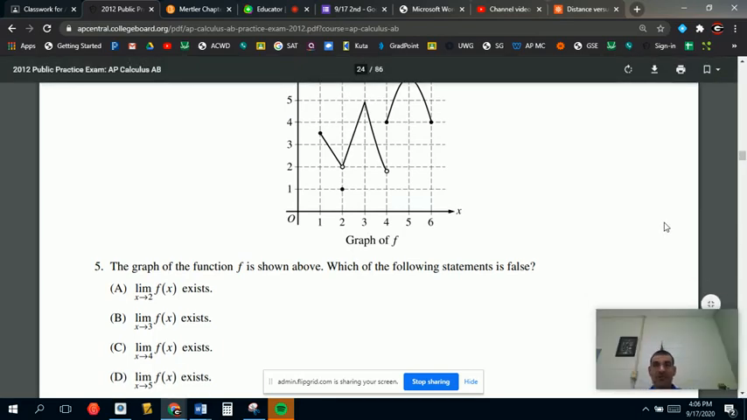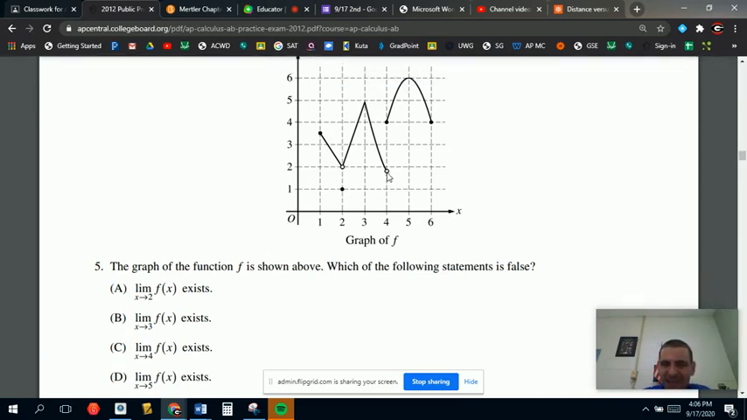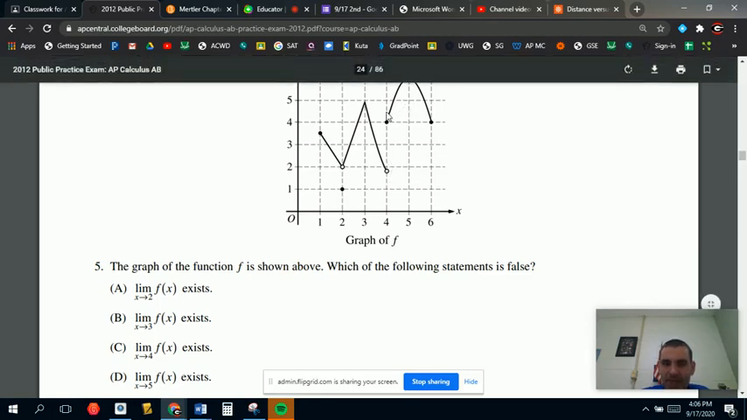And this one's pretty straightforward if you know your limits. As you approach 4 from the left, it's going to approach y value 1.9, 1.8, something like that. Again, the fact that it's an open circle we don't really care about for the limit. It can't be closed on both ends or it wouldn't even be a function. But as you approach x equals 4 from the right-hand side, you're approaching y value 4. So your left-hand limit is 1.9 or 1.8.